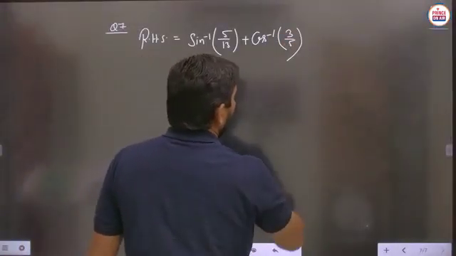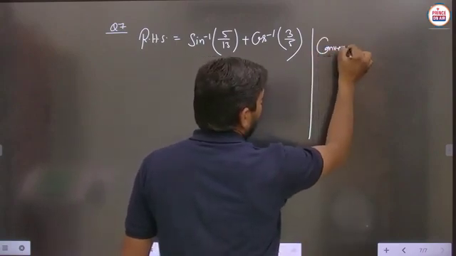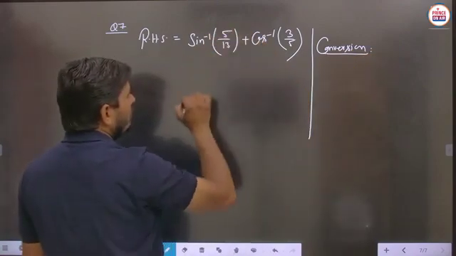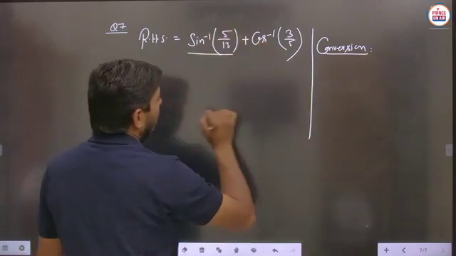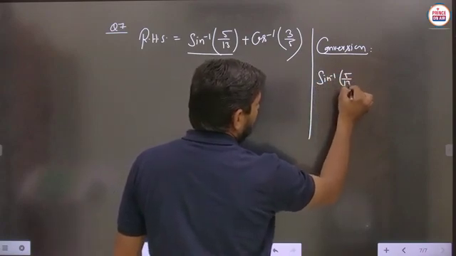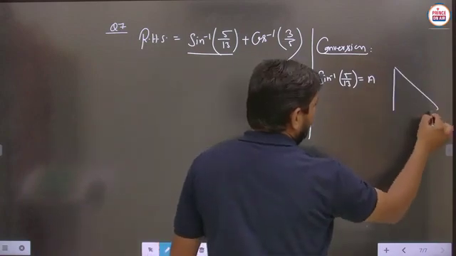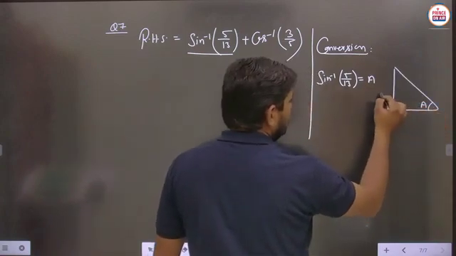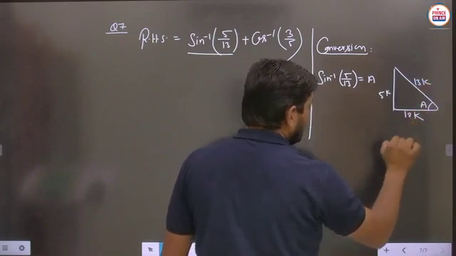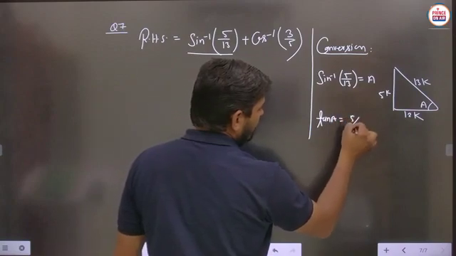Now first of all we have to use the sum conversion, and in both parts conversion is required. So first of all we do the conversion of this part. Sin inverse 5 by 13 will be taken as A. Then make the right angle triangle for this angle A. This is 5k and this is 13k, then definitely the third side should be 12k. And if we write tan A, then this equals 5 by 12.